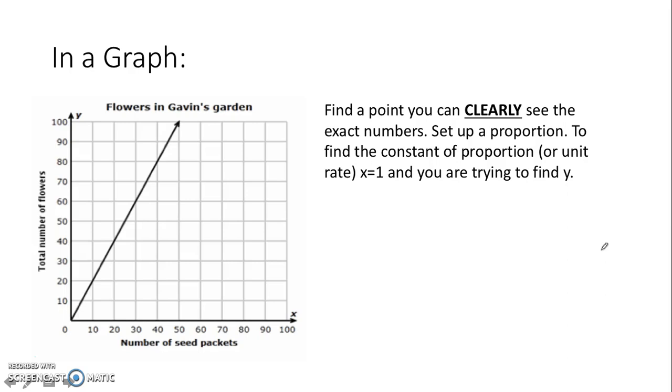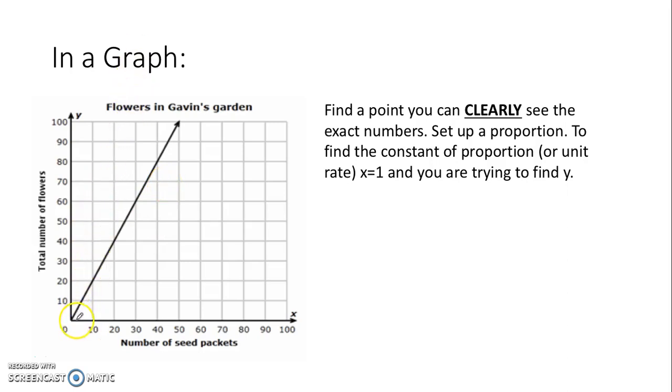Okay, our last example is looking at a graph. So please write down the steps. It's okay if you don't write down the graph exactly, but I do want you to write down this part over here. For every point you can see clearly, find a point you can see clearly to find your exact numbers. Set up a proportion. To find the constant of proportion or unit rate, you need to set x equal to 1, and you're trying to find y. So if that doesn't make complete sense, I think it will when you see the example.